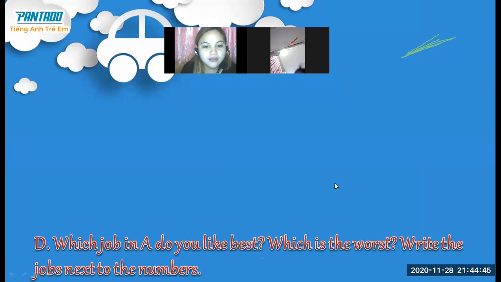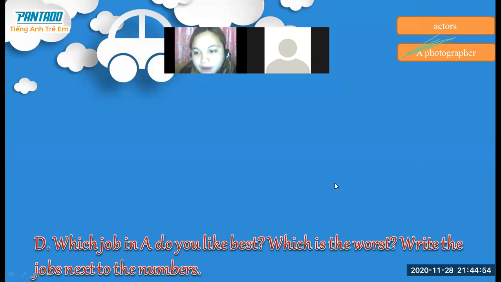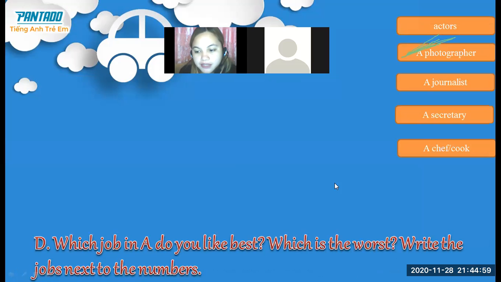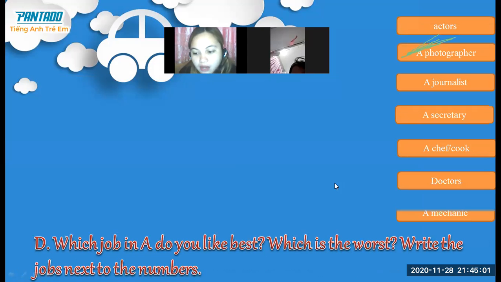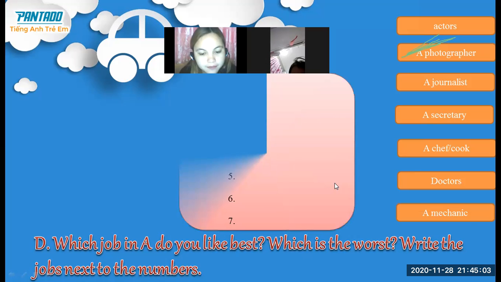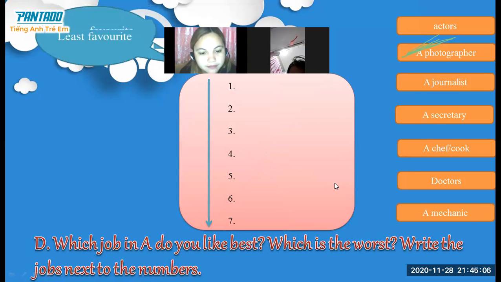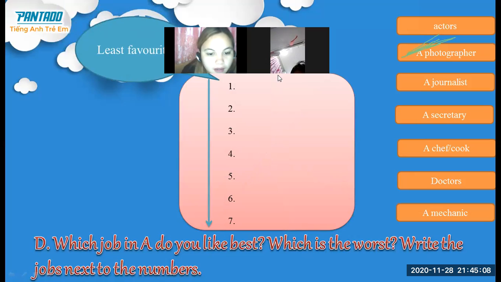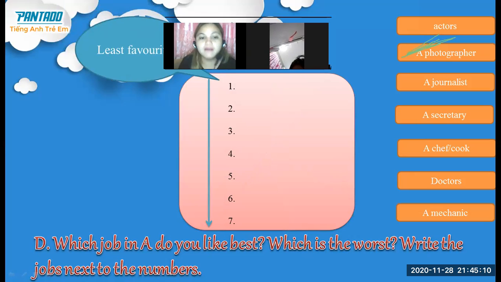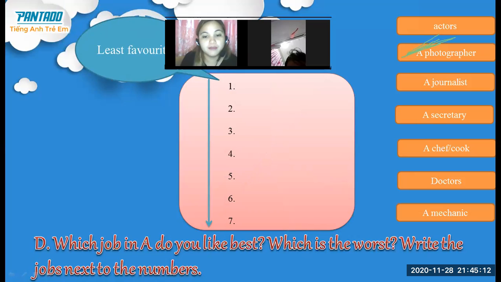Okay, now let's go to activity D. Which job in A do you like best? Which is the worst? Write the jobs next to the numbers. Okay, so here are some words: actors, a photographer, a journalist, a secretary, a chef cook, doctors, a mechanic. Okay, so which among these jobs do you like least? Or it means that somehow you don't like it.